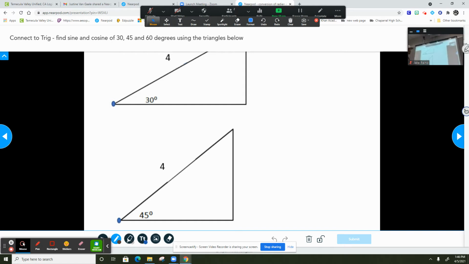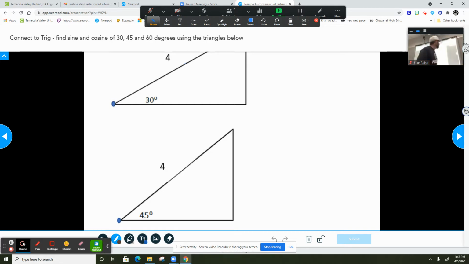All right, so now we want to connect this to trig, our sine and our cosine. So what is the sine of 30 degrees? What's the cosine of 30 degrees? What's the sine of 45? What's the cosine of 45? And same with 60 degrees. So that's going to be our SOHCAHTOA.